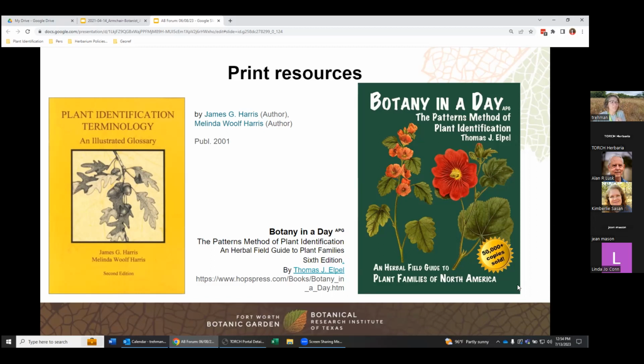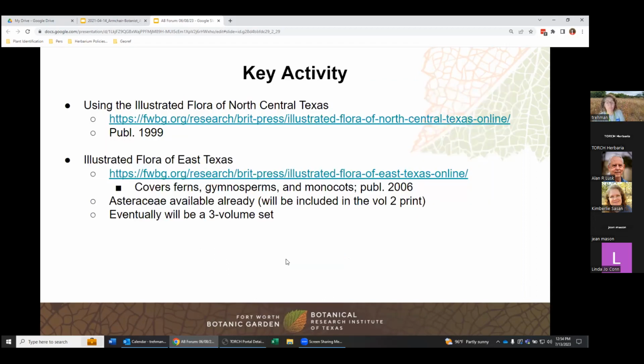The one on the right, Botany in a Day, is a good book to introduce you to plant families and some of the larger groups that exist of flowering plants, to help put you in the right place in a key. So 2 great resources, and I'll make sure those get added to the recording.